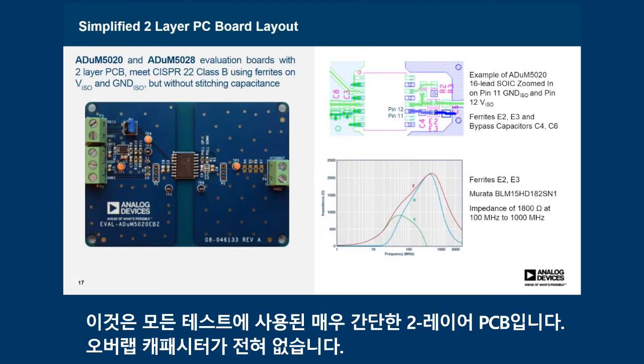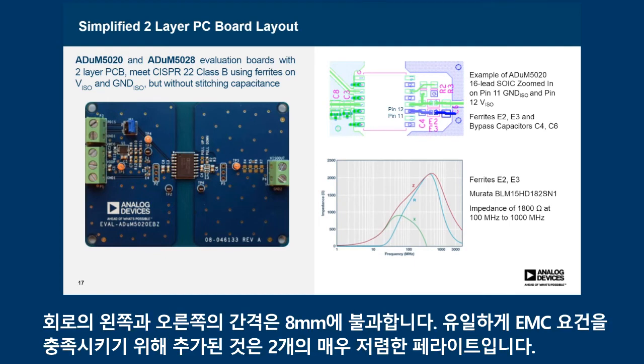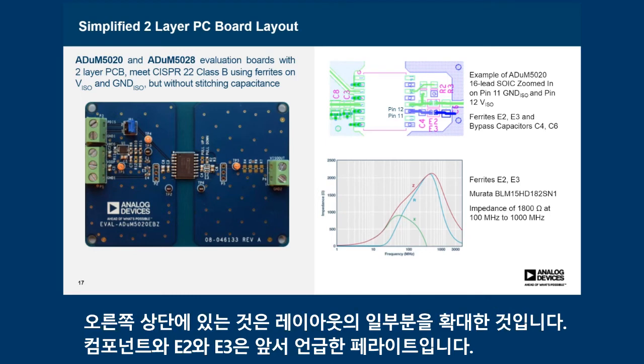So this shows the very simple two-layer PCB that we use for all of these tests. There's no overlap capacitance at all. There's simply the 8-millimeter gap between the left and right sides of the circuit. The only thing that's added to help meet the EMC requirements are two very inexpensive ferrites. You can see in the upper right-hand corner we've blown up that part of the layout, and the components E2 and E3 are the ferrites that I mentioned.